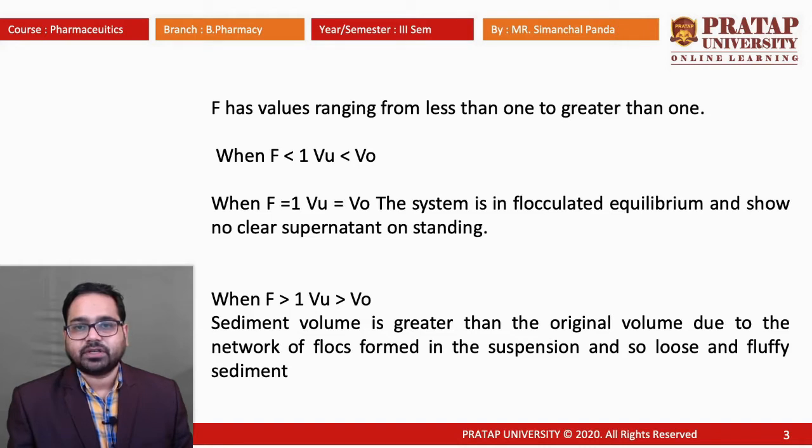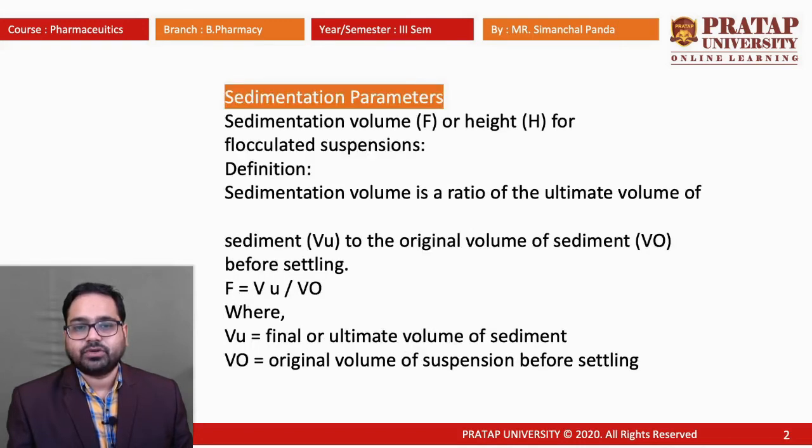And after some time, for 30 minutes or 1 hour, we will see that the height remains constant, for example here at 1. So it will not change for a long time. So we can calculate the F value as Vu divided by V0. V0 is the original volume of the suspension before settling, here taken as 10 ml, and the final or ultimate volume of sediment is 1 ml, as I gave in the example. So the sedimentation volume F is equal to 1 by 10.